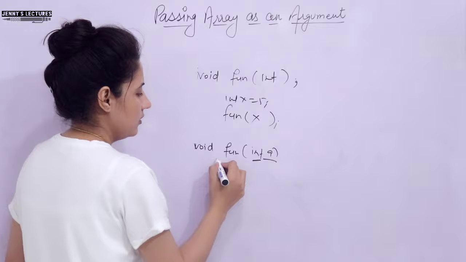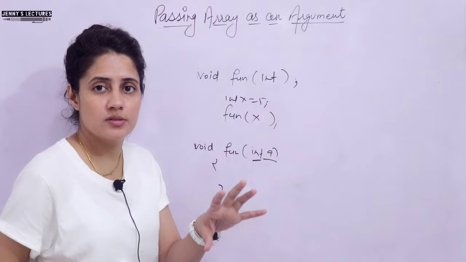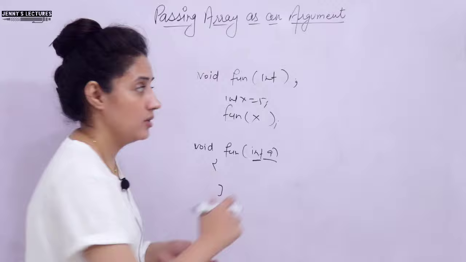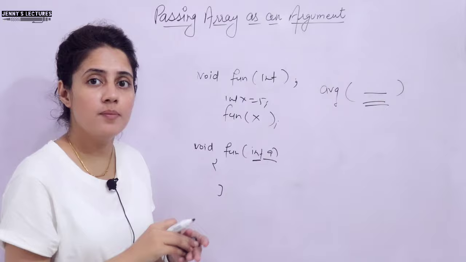Right? But now, how to pass an array? But why do we pass an array? See, suppose in my class I have 60 students and I want to create a function to calculate the average of marks of 60 students. So I want to pass the marks of 60 students in that function. The function is like average, and I want to pass what? Marks of 60 students. So one method is what? Either you can pass what? 60 variables.